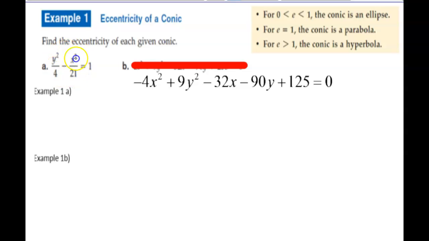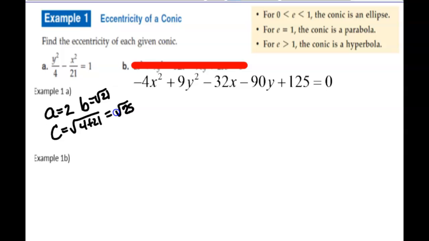Do you know A and B and C on this one? A is 2, B is the square root of 21, but C is the square root of 25, which is 5. So the eccentricity is always C over A, which would be 5 over 2. Is that greater than 1? So it works. All right, that was example 1A, this one right up here.